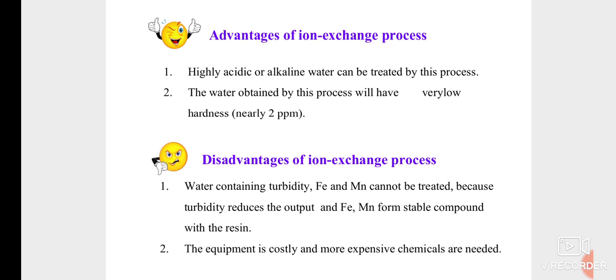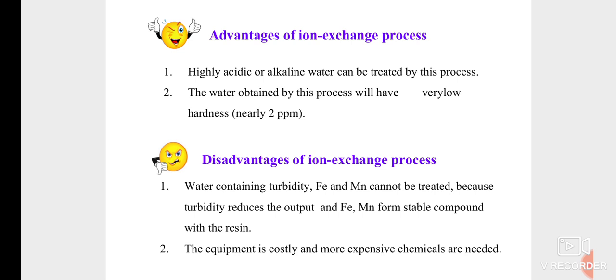In the cation exchanger column, all the cations are absorbed from the water. For example, if the water contains calcium, magnesium, sodium, potassium, the resin absorbs the cations like calcium, magnesium, potassium, sodium. So the calcium, magnesium, potassium, sodium free water goes to the bottom of the cation exchanger column. That is called HCl and H2SO4, and goes to the anion exchanger column.